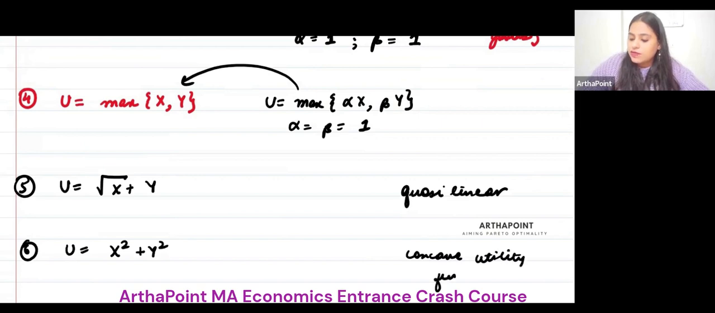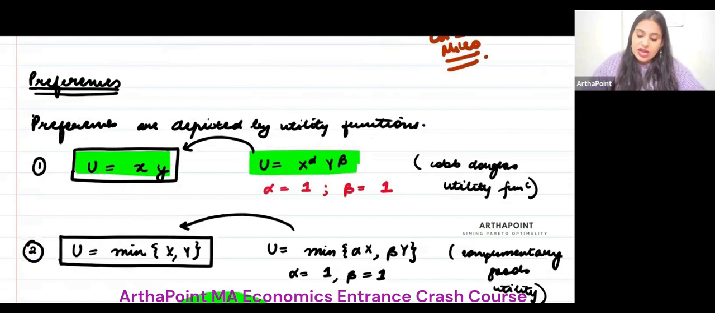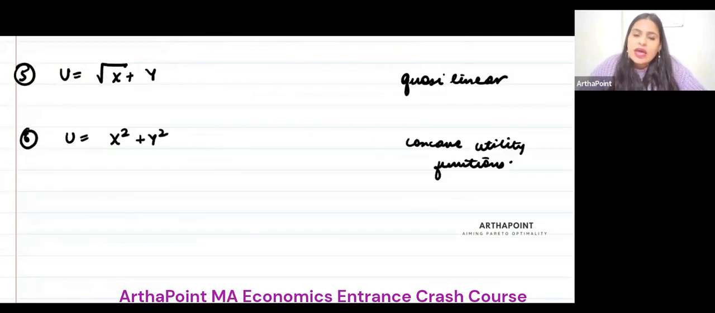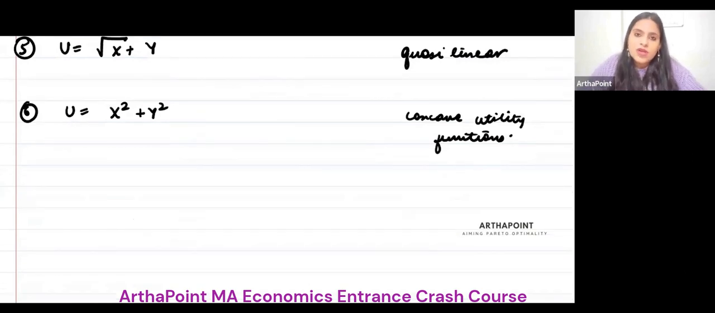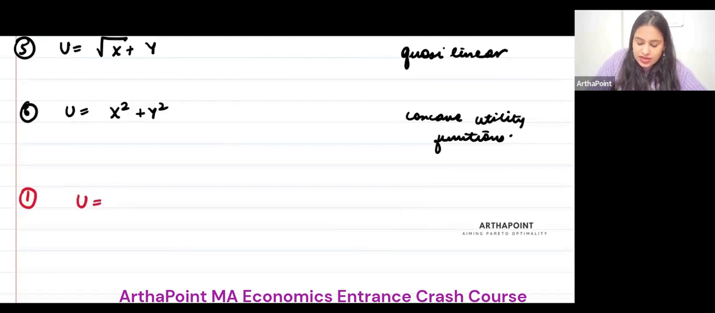So to be precise, we want to understand that these are the maximum utility functions that can come in the exam. We want to deal with these 6 kinds of utility functions. Nothing more than this can come in the exam. So first of all, let's consider the first one, U = x into y.